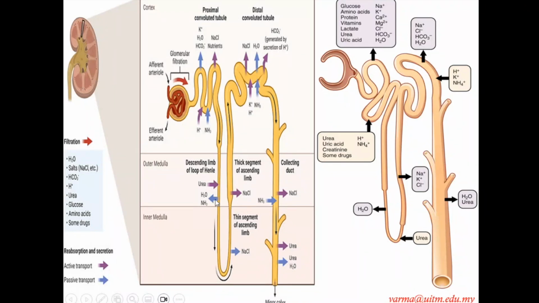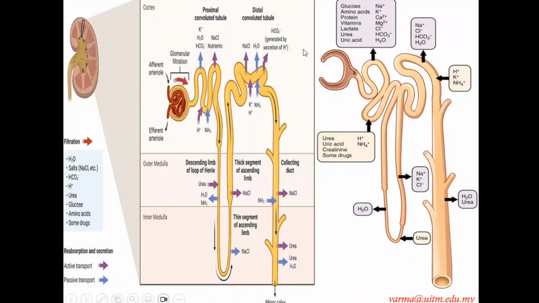Then we follow with your loop of Henle, which has descending and ascending limbs, which have different permeability to water. Your descending limb is permeable to solutes and water, whereas your ascending limb is only permeable to solutes, not permeable to water. So only solutes are being reabsorbed.